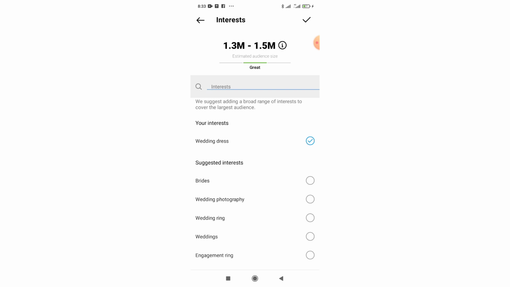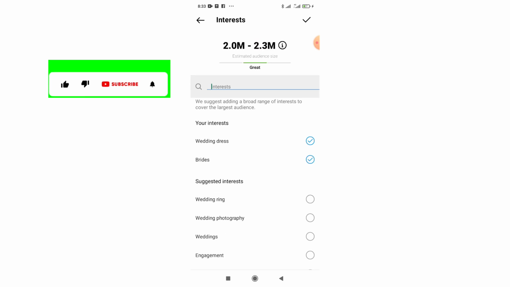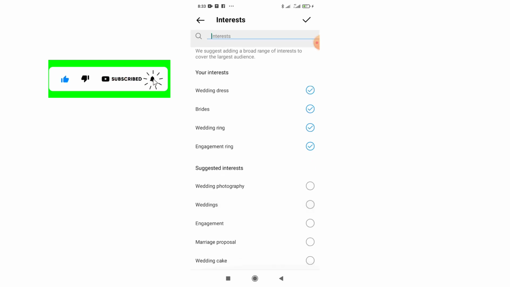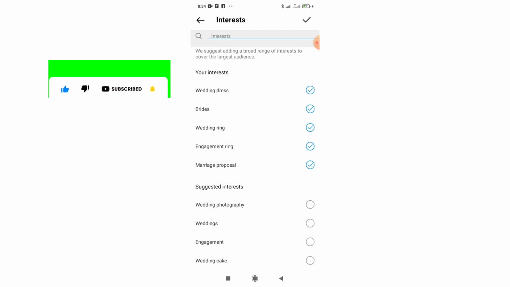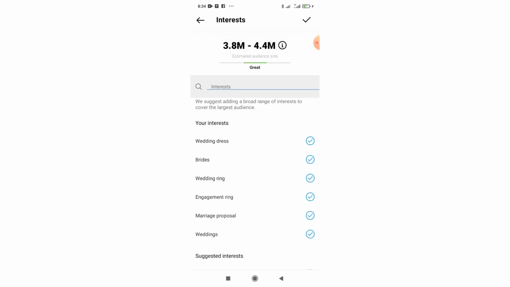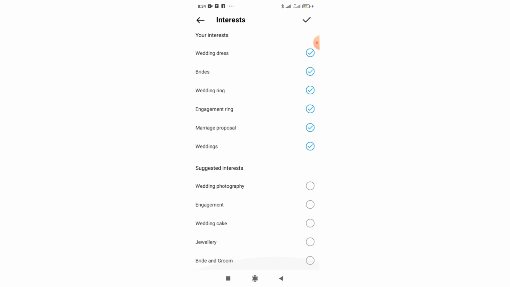So I can pick brides, wedding photography. Definitely, the person would have interest in wedding photography or wedding ring, right? Engagement ring, good. Marriage proposal, yeah. Weddings, yes, of course. So Instagram is kind enough to suggest interest for you. However, if you have your interest in mind, keep typing them. So when you type them, you come down and also check what Instagram is suggesting for you.